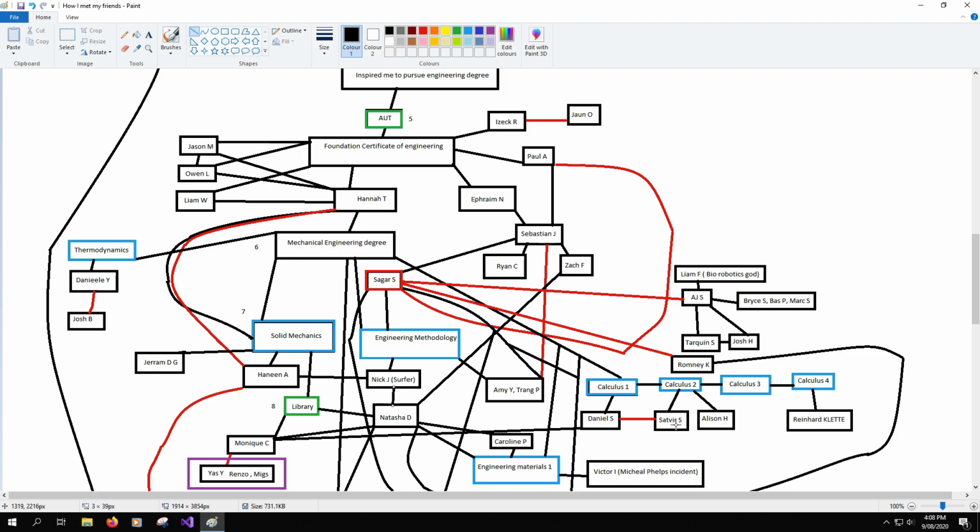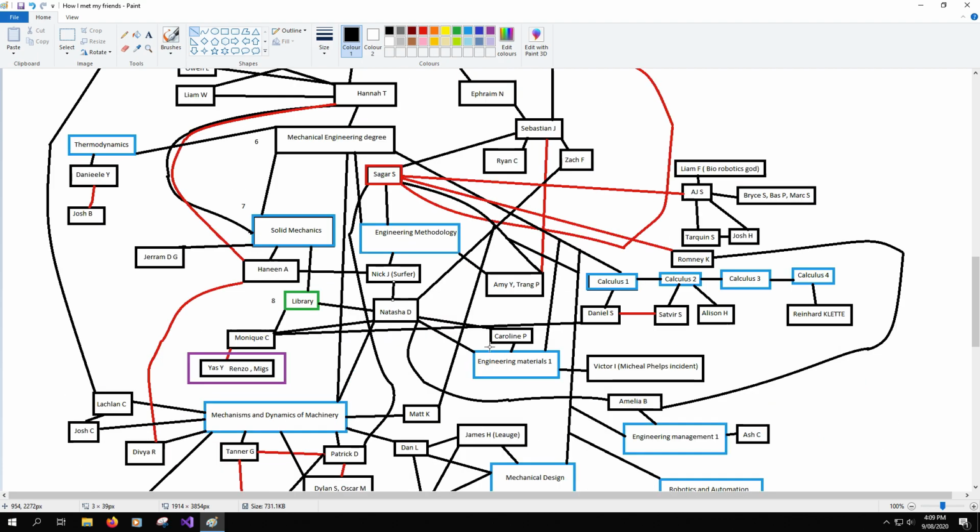throat as well. Okay, so in Calculus 2, I also met Alison H. In Calculus 3, surprisingly, I didn't actually meet anyone. In Calculus 4, I met Reinhard, which is the professor. I consider him, although he's not like a friend, but you know, he is the subject matter. So I'll include him in this tree diagram network. Yeah, there's different things to call it, but it's basically a network, right? A tree network. Cool. So that's Reinhardt.